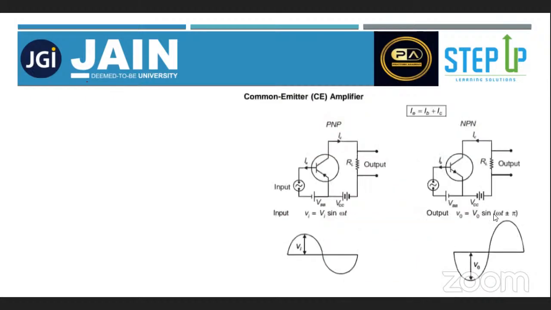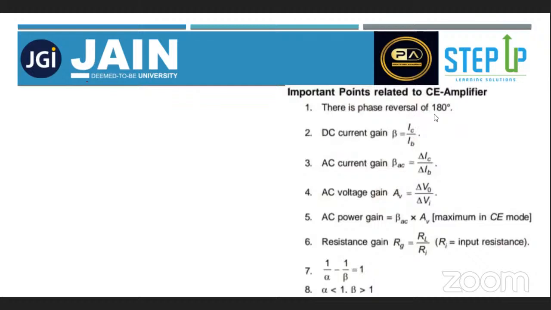In common emitter there is a phase difference; you can have omega t plus phi. In common base you don't have a phase difference, but here there is a phase reversal of 180 degrees. Beta, that is, in that case it was alpha. Beta is IC by IB. AC current gain here is delta IC by delta IB. AV is V naught by Vi. AC power gain is beta AC into AV. That is maximum in CE mode.